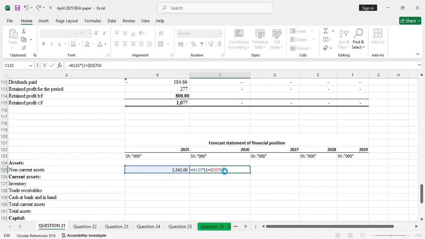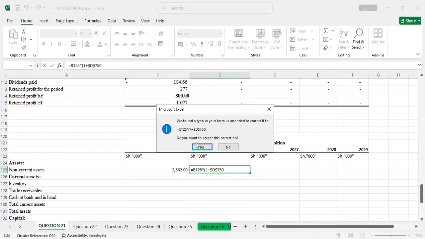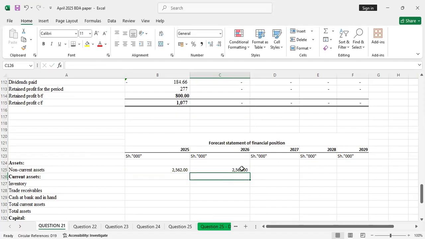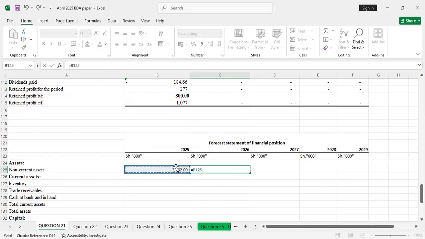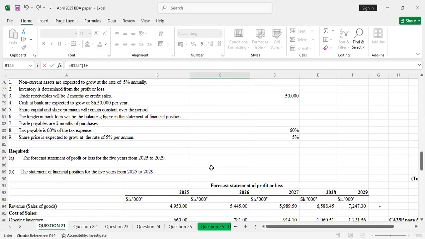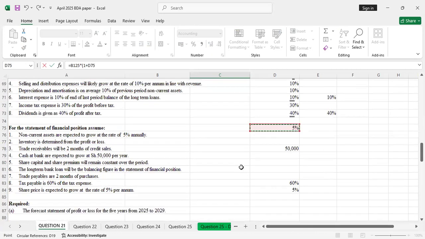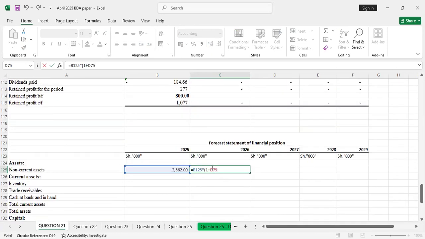Lock it completely. Let me just say yes. No, that was not captured correctly. So I'll pick that bracket 1 plus our growth rate was 5%. So you also lock it again completely, not partially. Lock it completely.